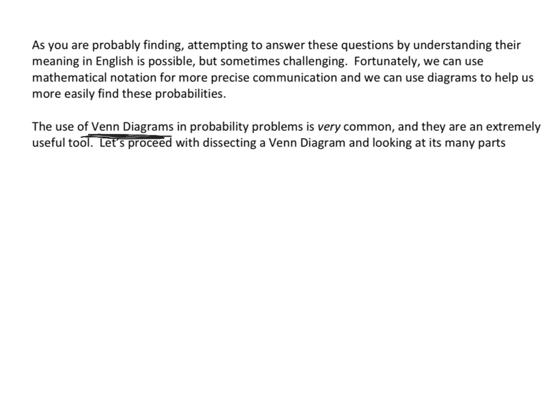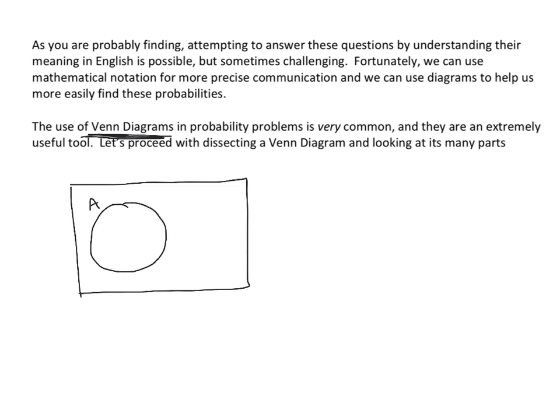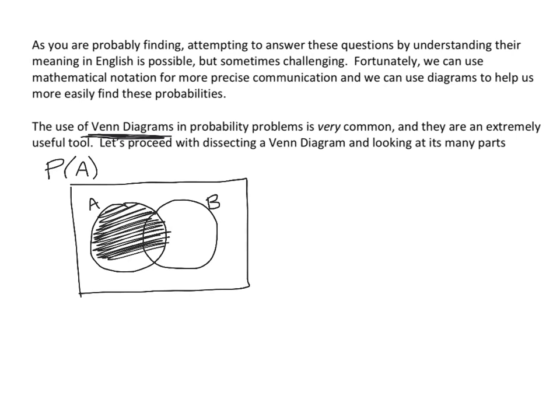And so I want to start by dissecting Venn diagrams and looking at what their parts are, right? So let's say that we have a Venn diagram, and over here I have the event A, and over here I have the event B. There are a lot of different regions in these diagrams, and I want to take a moment for us to look at where we would find certain locations in Venn diagrams. So for instance, if I asked you to shade on this diagram where is the probability of A, hopefully you recognize that the probability of A would be this entire A circle.